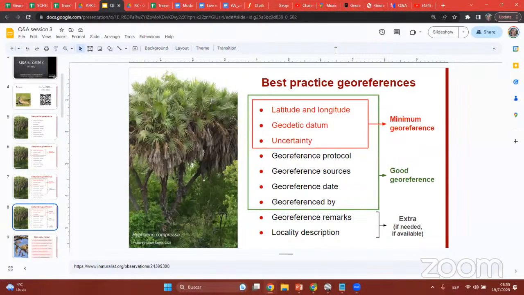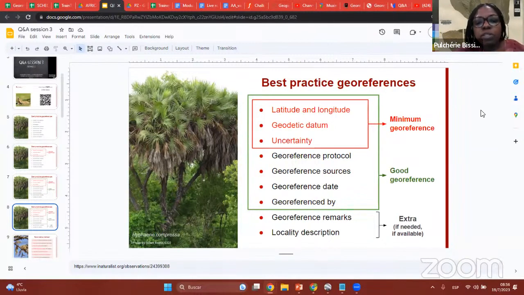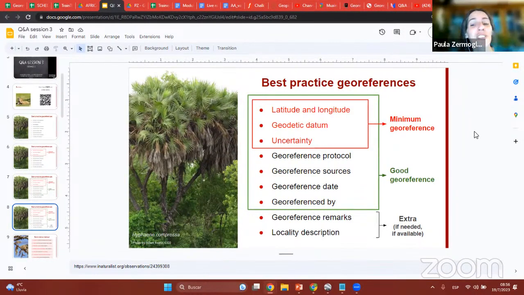Thank you. Sure. Are there other questions about this? Yes. May I ask my question? Yes, of course. I was wondering why the protocol is not part of the 3 elements that are needed for good georeferences. Why the protocol is not part of these 3 elements? Oh no, okay, I see. My mistake, sorry. No, but it's a really good question.